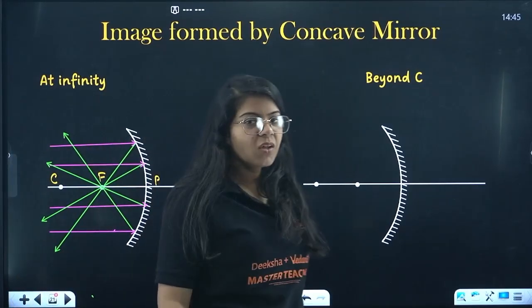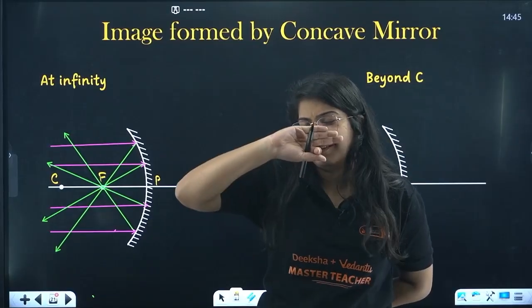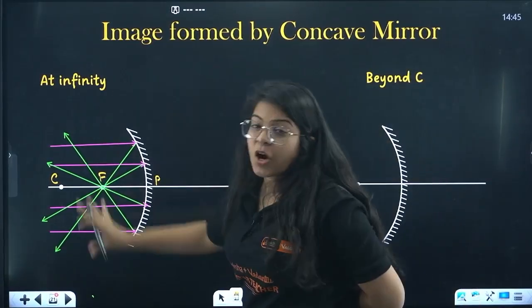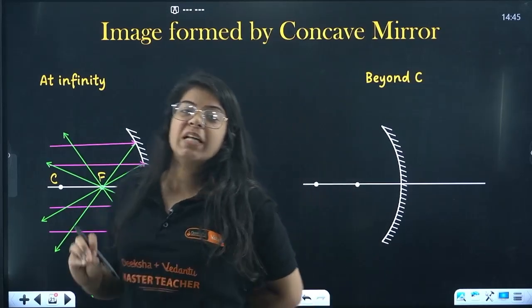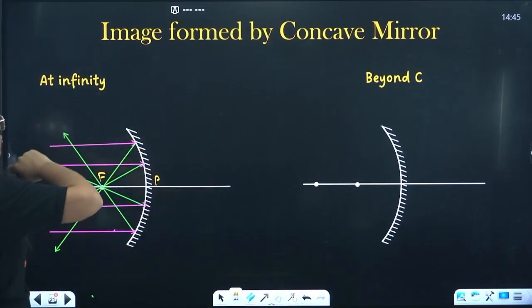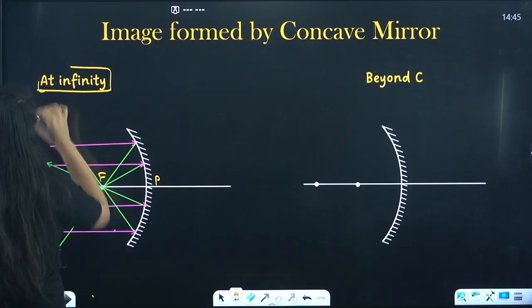Understood? All this ray diagram is completed. Now, three things you have to take care of. Whenever you are making a diagram, you have to write some things: the nature of the image formed and the size of the image formed. So first of all, the object, beta, is at infinity.